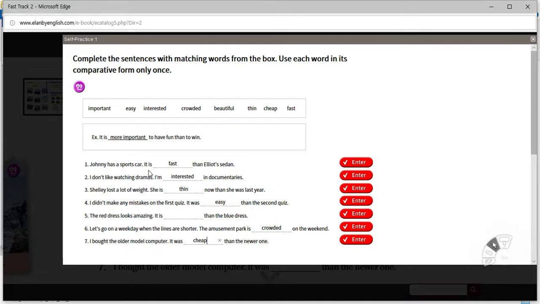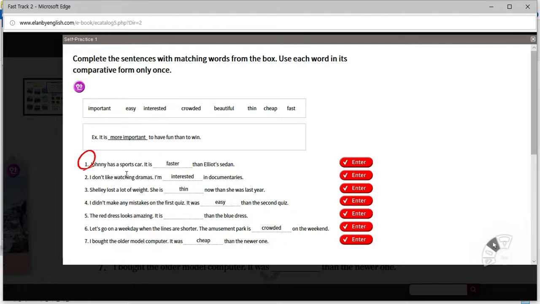So a sports car is fast than Elliot's sedan, because you're comparing the 2 cars. Is it more fast, like here, or is it faster? Fast has 1 syllable, so we're just going to write faster. So Johnny has a sports car. The sports car is faster than Elliot's sedan. So Elliot's sedan is slower than Johnny's sports car.